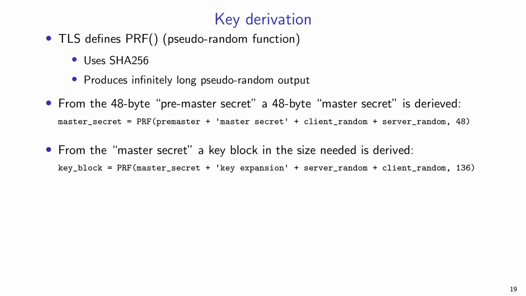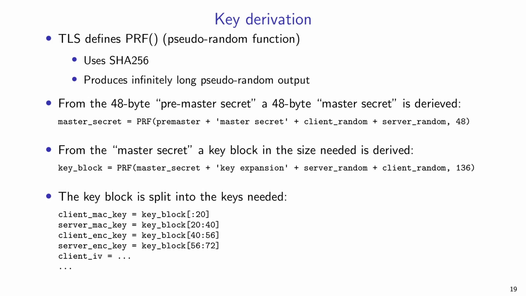Then from the master secret, a key block in the size needed is derived. This is done by passing to PRF the master secret, a string "key expansion", the server and client randomness, and as a second parameter specifying how many bytes of key material we need. Then the key block is split into the keys needed. The first 20 bytes are used as a client MAC key to MAC data sent by the client. The next 20 bytes are used as a server MAC key, then the next 16 bytes as a client encryption key, the next 16 bytes as a server encryption key, and so on.